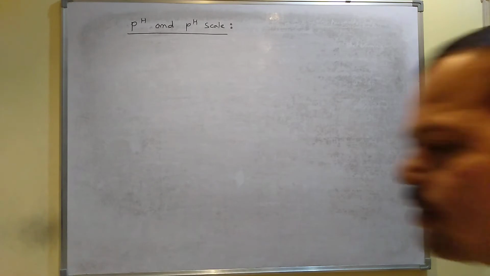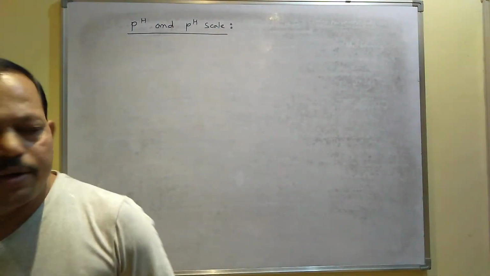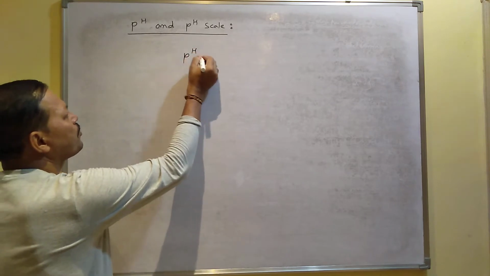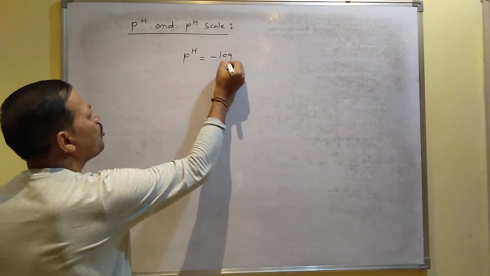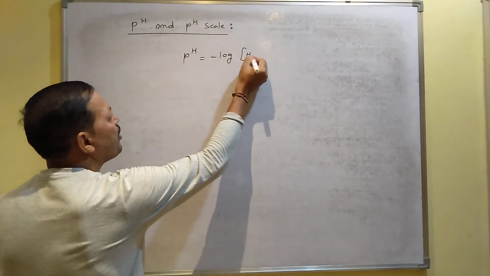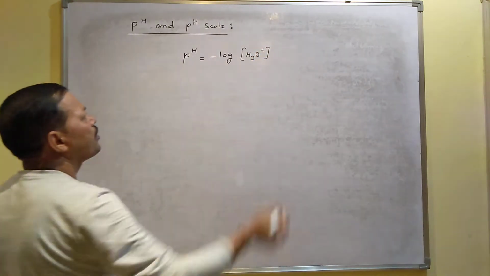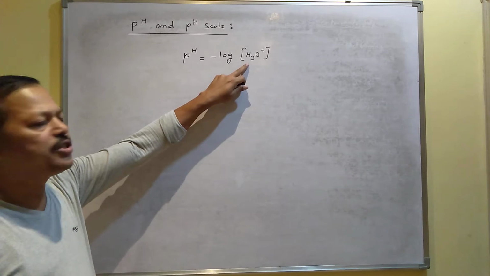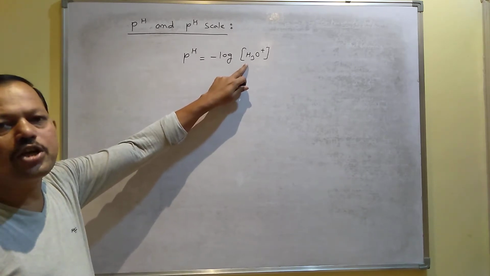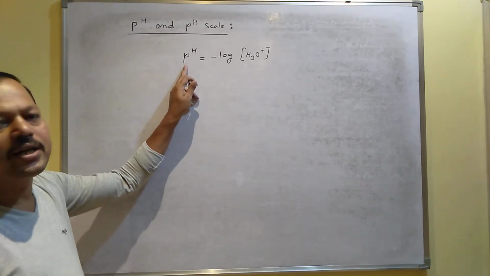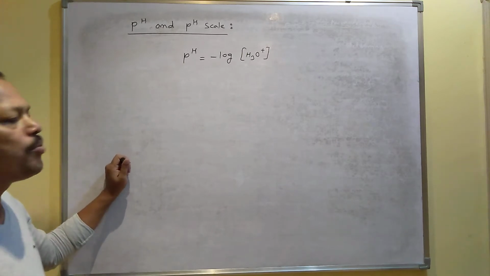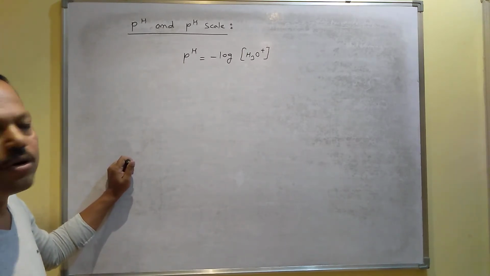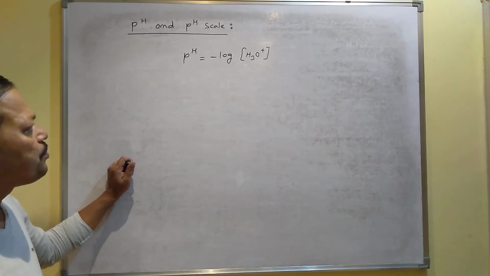To determine pH, there is a formula. The formula is pH is equal to minus log of concentration of hydronium ion. I mean, the value of pH mainly depends on the concentration of hydronium ion. If you know the hydronium ion concentration, then you can find out the value of pH, and from the pH value you can identify whether a solution is acidic, basic or neutral.